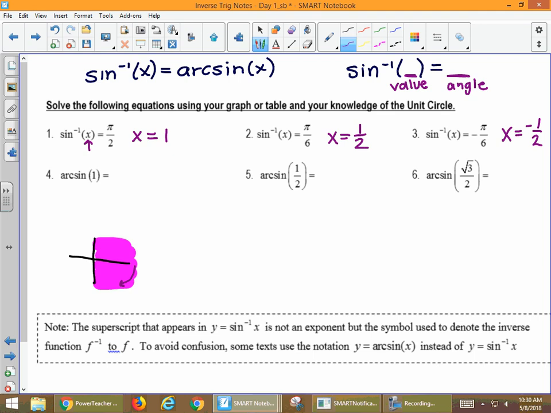Here's where it hurts a little more. Arc sine of 1. So 1 is the value. What's the angle where that happens? If sine is 1, what's the angle? Pi over 2. If sine is 1/2, what's the angle? That's the question here with arc sine of 1/2. Pi over 6. And you're not going to list the other place.